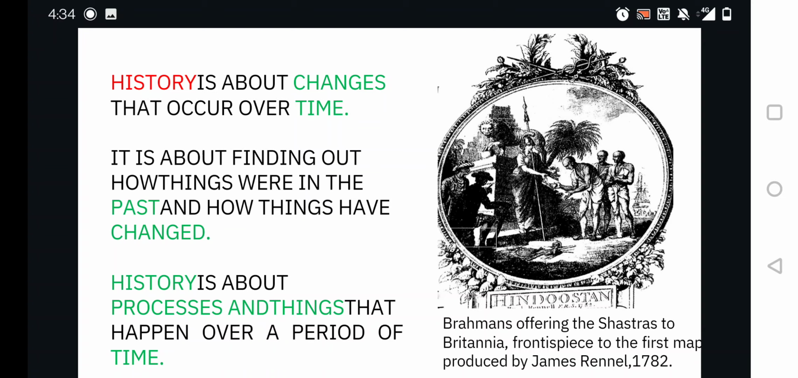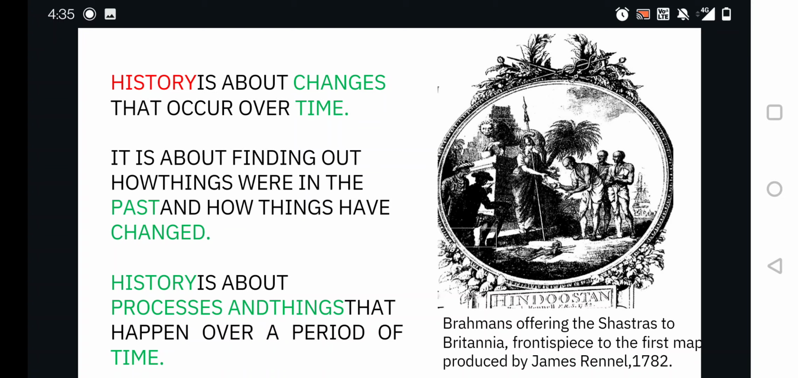So history is about the changes that occur over time. In ancient history, we learned in 6th class that there were early humans, then they learned how to become civilized, then the Harappan civilization came, there were many other civilizations in the world, and then there were different changes in their life. They started getting settled, they learned agriculture, then they started ruling, making mahajanapadas, kingdoms, and then empires. So this is the kind of change which we learn through time.